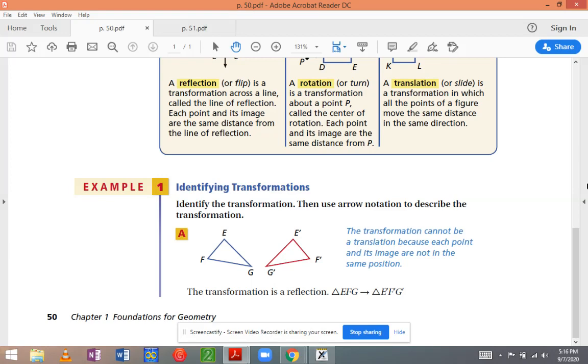And you can see that that's noted by the notation triangle EFG is mapped into. That horizontal arrow you see there means is mapped into triangle E prime, F prime, G prime. So there's an example of a reflection.